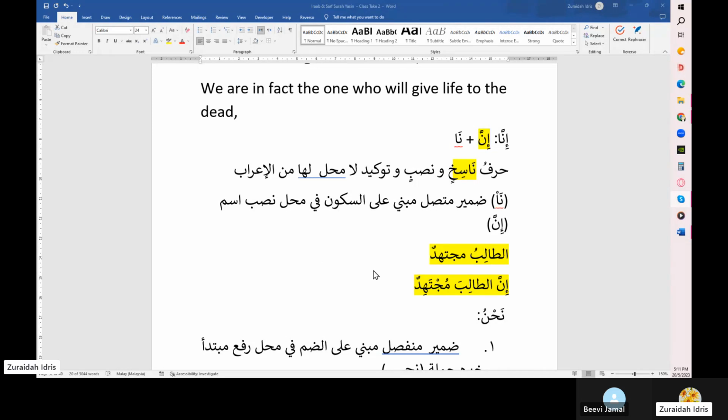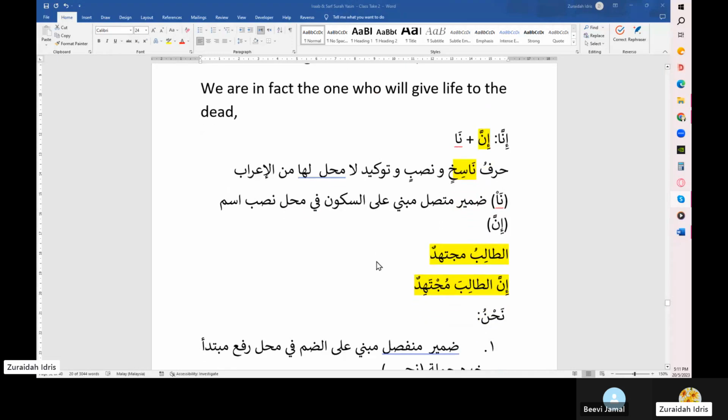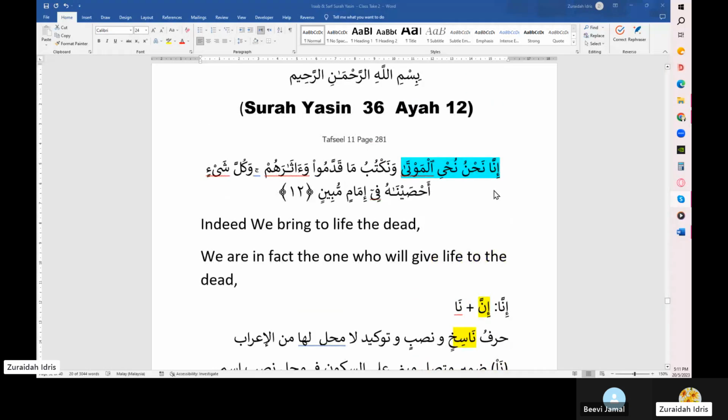Okay, so today we are going to continue. I'm just going to go back to what we did last week, just to bring up to speed those who didn't attend. So we were talking about ayah 12.